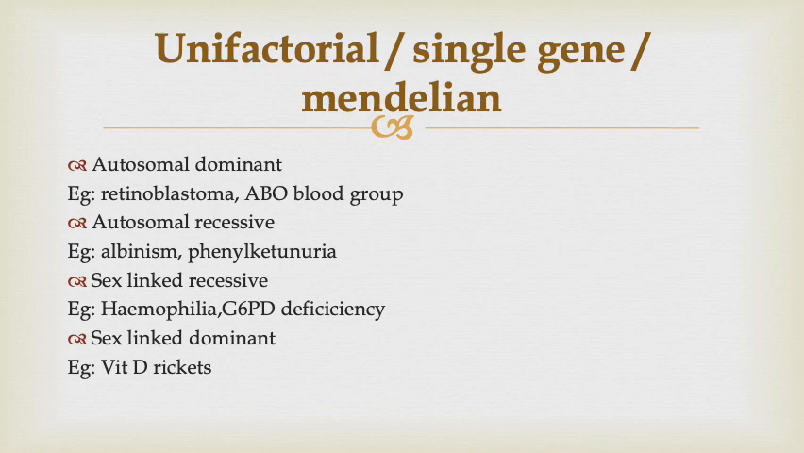Unifactorial or the single gene, also known as mendelian disorders. They are single gene diseases which occur due to a change in the gene that leads to a loss or disturbed function of the gene. It can be autosomal dominant, like the example of retinoblastoma, ABO blood group; autosomal recessive, like albinism or phenylketonuria; sex-linked recessive, like hemophilia and G6PD deficiencies; sex-linked dominant, like vitamin D resistant rickets.